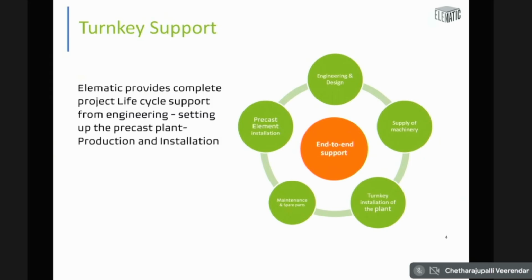So these are the steps for, let's say, construction of a precast plant and support. There is an engineering and design part of it to understand the buildings. Then, based on the elements that are required in that building, supply of machinery. This machinery is flexible to address all the requirements that come about in a building, whether it is commercial, industrial, or residential. Then we also do turnkey installation and maintenance of the plant. And then finally, precast element installation, which is making the structure possible.